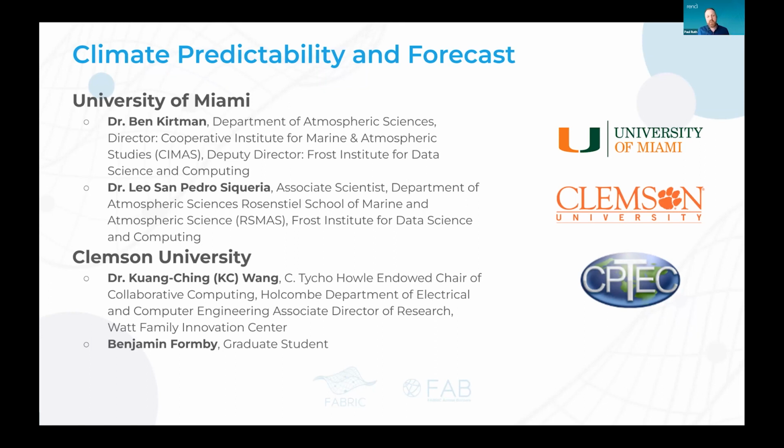They're working with Kuang-Ching Wang and his student Ben Formby at Clemson. So they are computer scientists doing network research, and Dr. Kirtman and Siqueira are climate scientists doing climate research, and they're working together to try to make the climate applications run more efficiently and better and get more science out of them, and doing this across these wide areas. So that's what we're doing. That's the interesting thing, is we can create these collaborations.